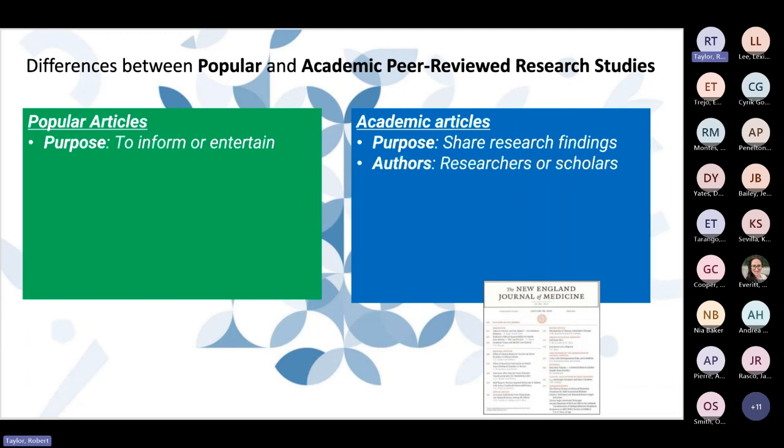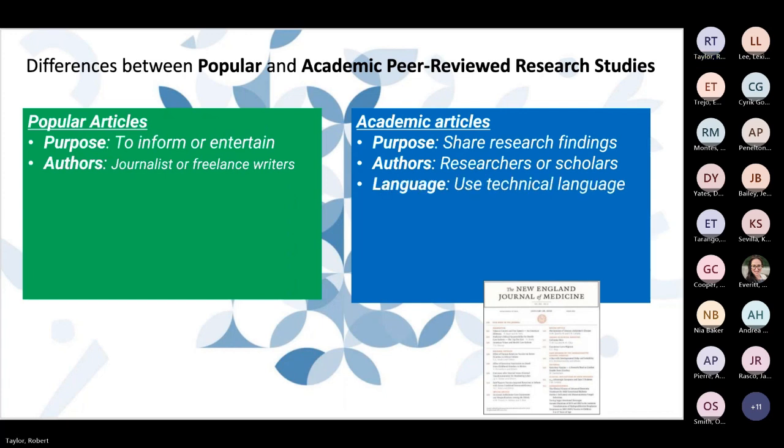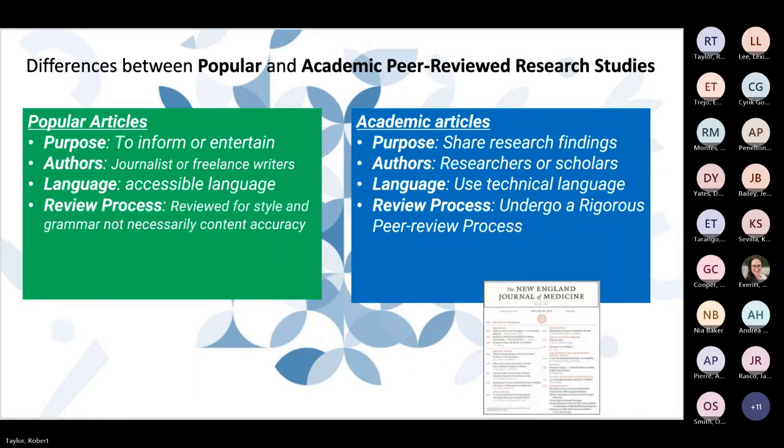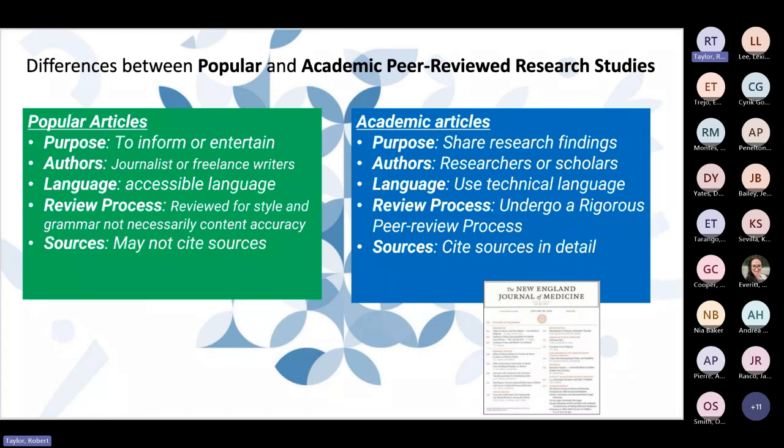Authors of academic articles are researchers and scholars. Authors of popular articles can be anyone, freelance writers. The language that academic articles use is technical. The language in popular articles is accessible. The review process in an academic article is a rigorous peer review process. And they do review articles in popular magazines, but it's for style and grammar. And of course, our sources are cited in detail for academic articles, and they may not cite their sources in popular articles.